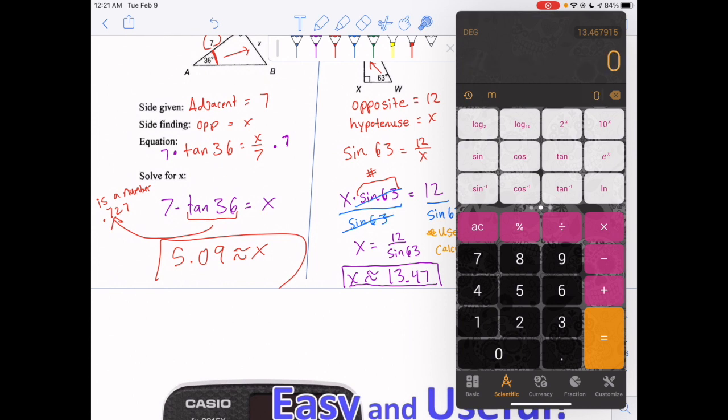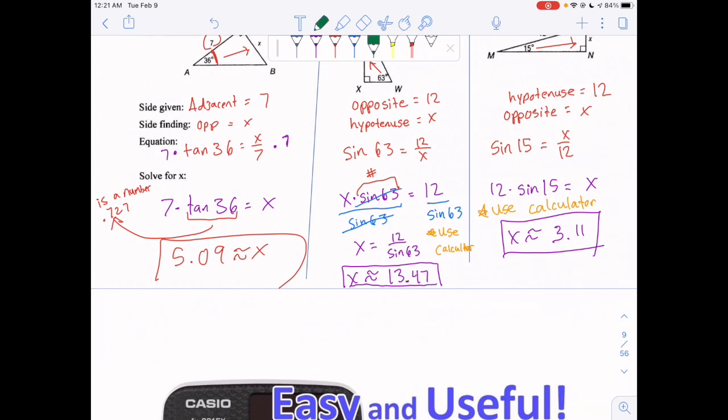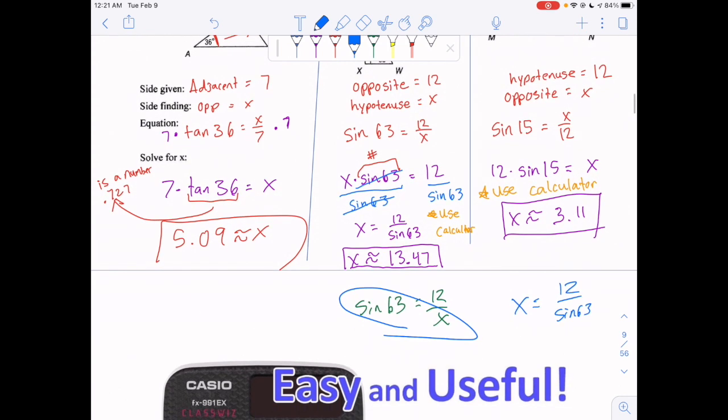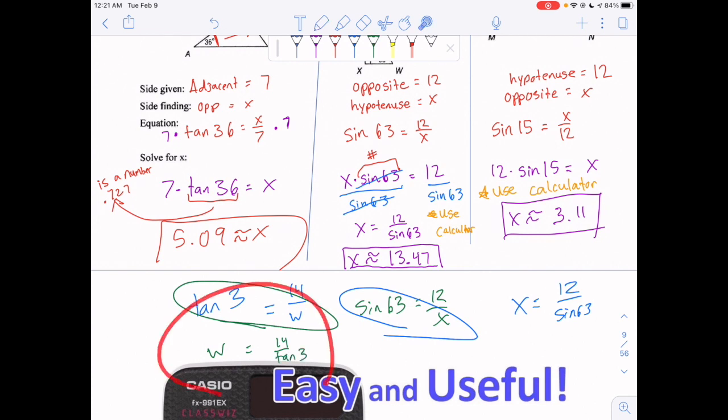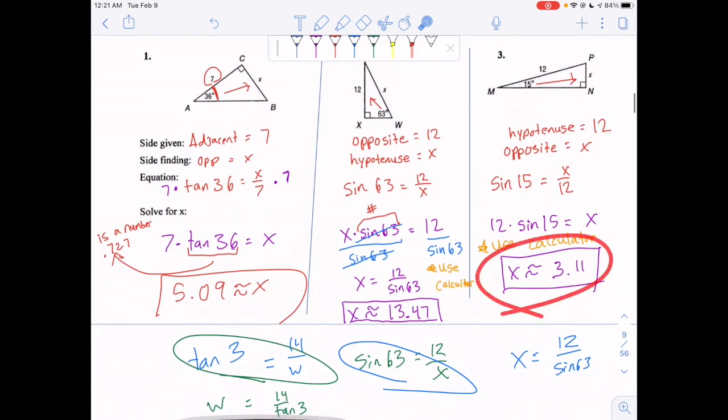One shortcut, just so you know, is that when you have a proportion like that, if you have like sine 63 equals 12 over x, you can always just switch any fractions diagonally, right? So I can literally just switch it diagonally. This is now x equals 12 over sine 63, okay? Like if I had tangent 3 or something, and this is like 14 over w, you literally can always switch them diagonally. So now it's w equals 14 over tan 3. Okay, just a little shortcut for math, okay, for your proportions. And then here's your answer for number 3, okay?